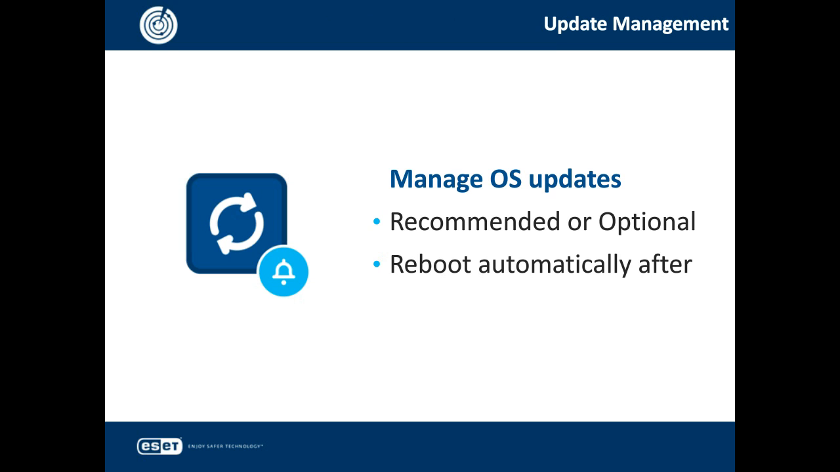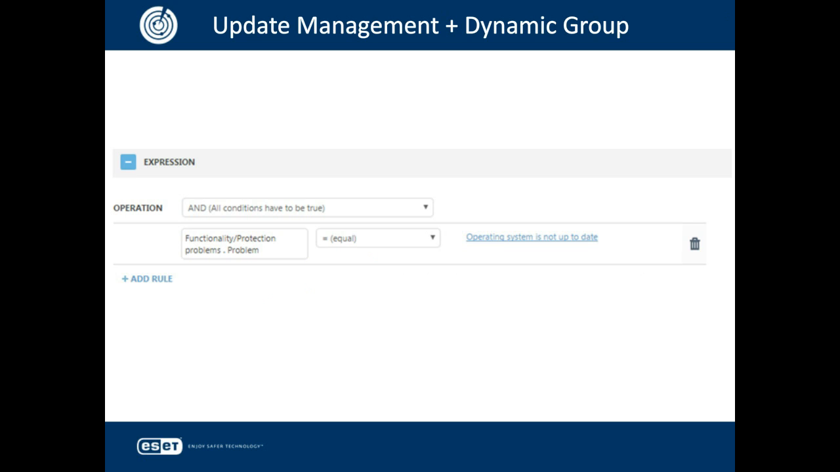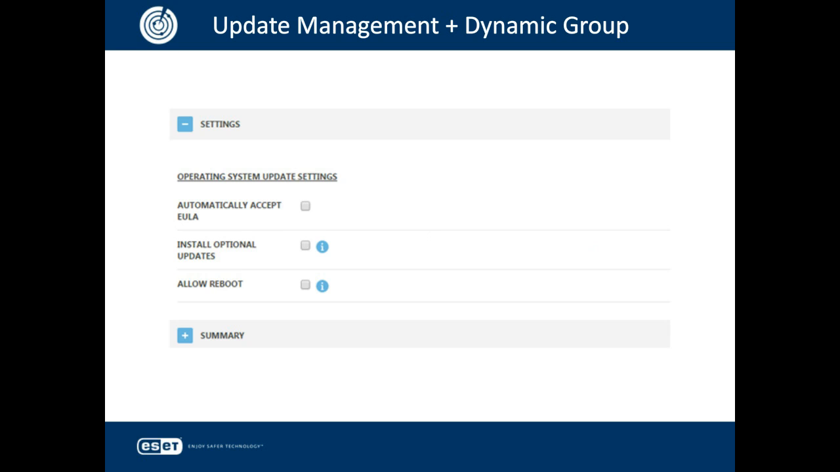So we can install the recommended or optional updates across any OS, Windows, Mac, or Linux, and we can reboot automatically after those updates have taken place. So we could create a dynamic group to quickly identify computers whose operating system is out of date. Then you can set up a task to remediate those problems, which here are those options that I mentioned. Optional updates, allow reboot, and of course, accept the EULA. And this will work, like I said, on Windows, Mac, and Linux.